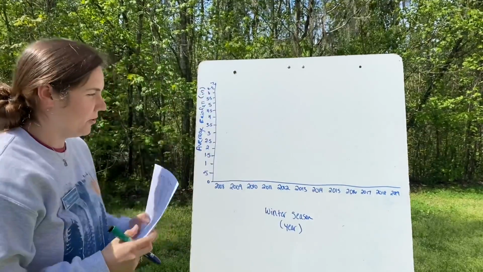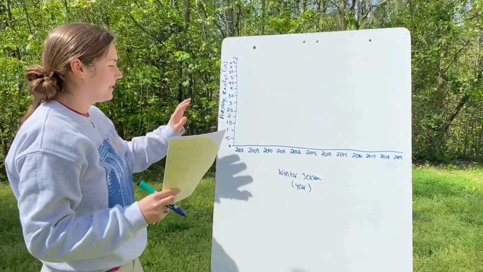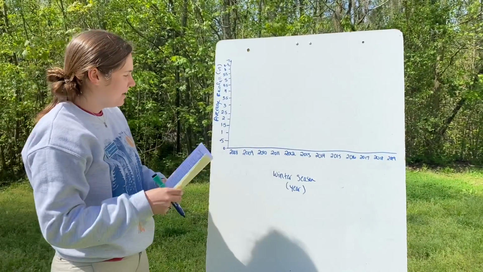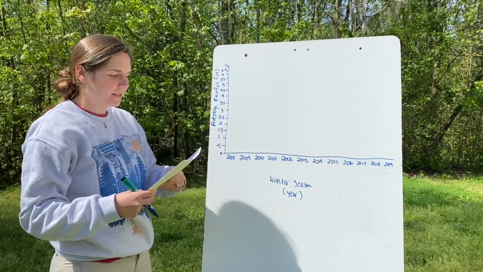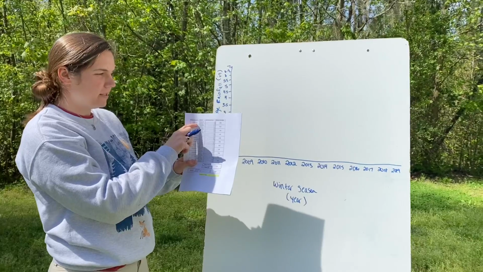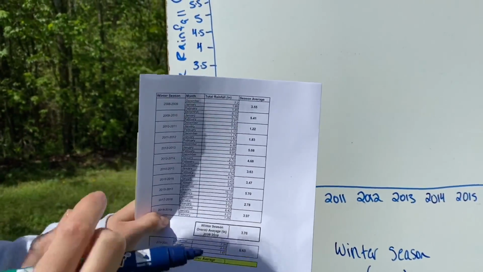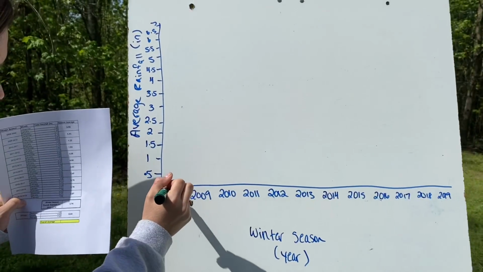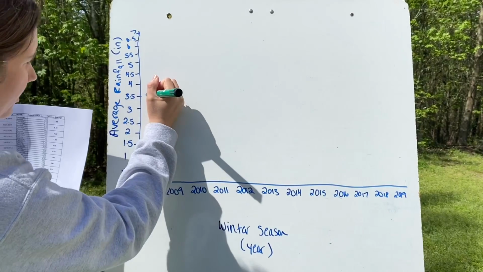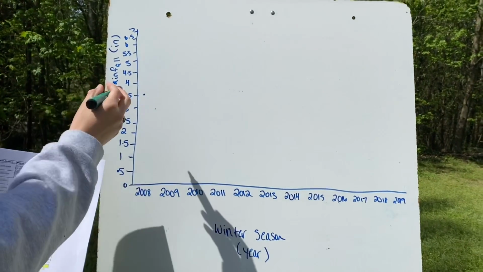And you guys can make your graphs look much nicer than mine. I'm not used to writing on a whiteboard. So you can be creative, if you want to use different colors or things like that. But what I'm going to do now is plot the first winter season here. So 2008 to 2009, the season average was 3.55. So we're going to look at the first year here, and we're going to go up to 3.5, and then it's 3.55, so I'm just going to go a tiny bit above that. And that's going to be our first number there.